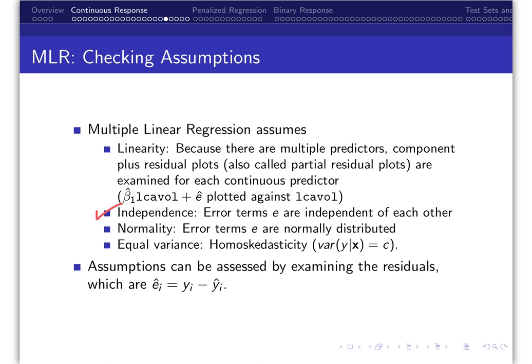Independence: the error terms are independent of each other. Independence is assessed carefully by considering the study design. If subjects are recruited in clusters, for example, members of the same household, or if the subjects contributed multiple repeated measurements to the data set, the independence assumption is violated.